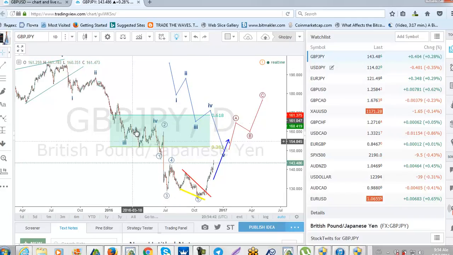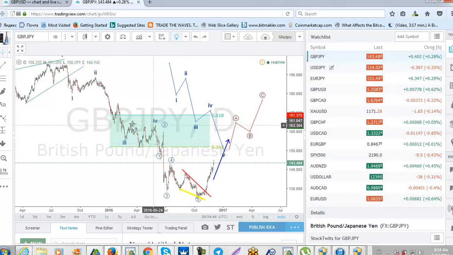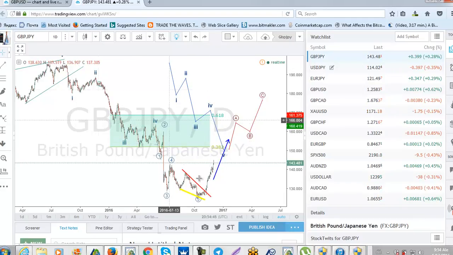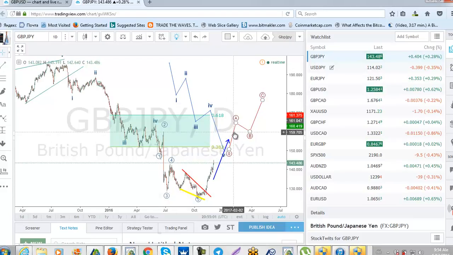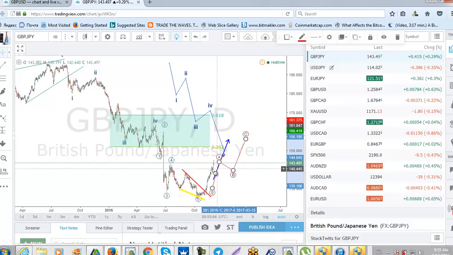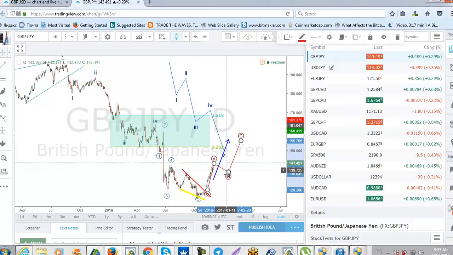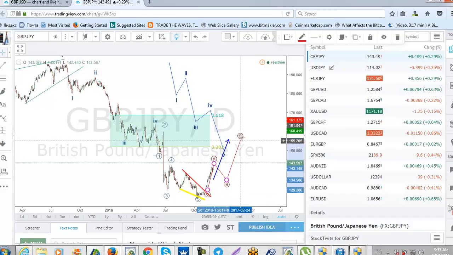This was the former 4th wave of this degree, and we may see price rallying to this zone. So it's something that we may see in the coming weeks, or maybe a few months' time. We see price going here. But with this breakout here, are we going to see a correction? Because normally this is supposed to be an A, a B, and a C, just like we have here.